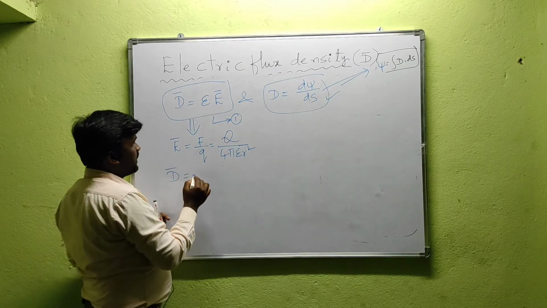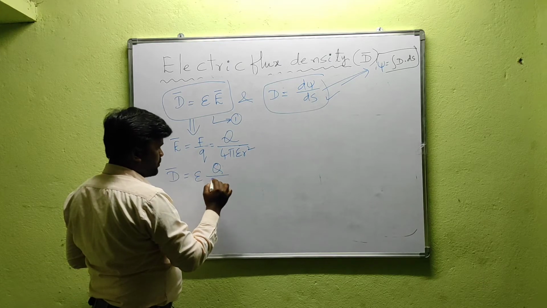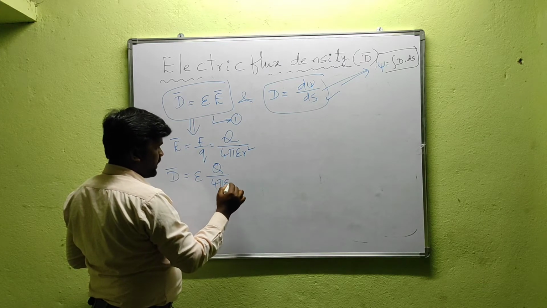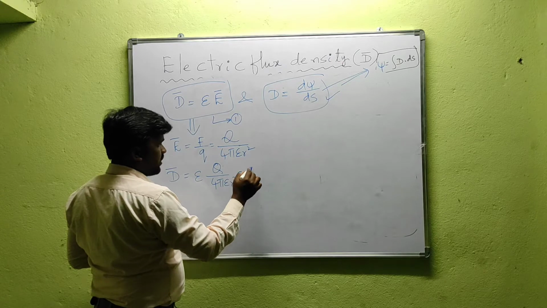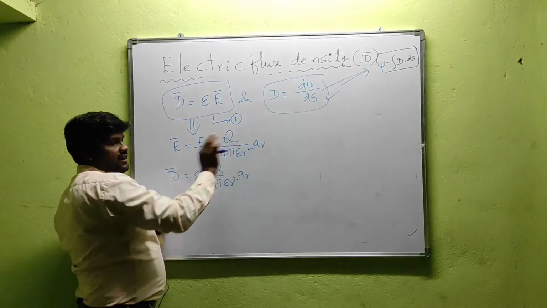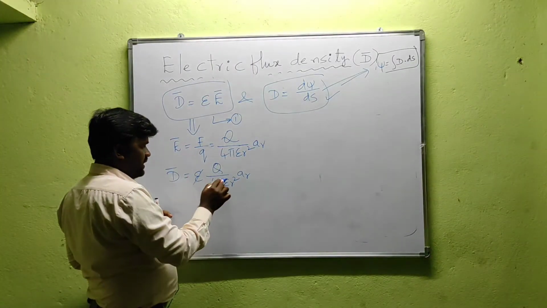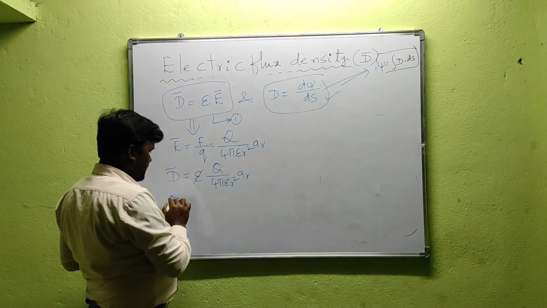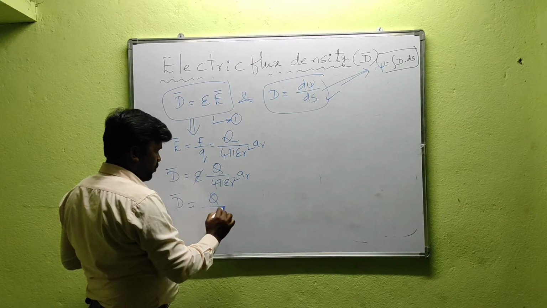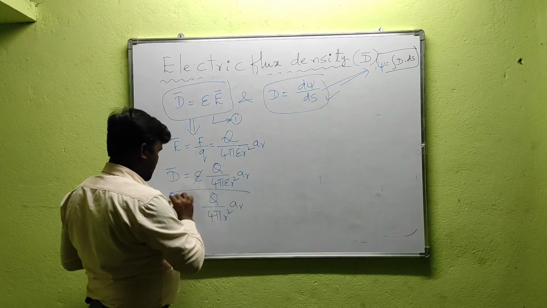D̄ equals epsilon into E. E is nothing but, from Coulomb's law, Q by 4π epsilon R square into aR. Of course it is a vector quantity, and the direction of E is along R, unit vector aR. So epsilon gets cancelled out. Then D can be written as D equals Q by 4π R square into aR.